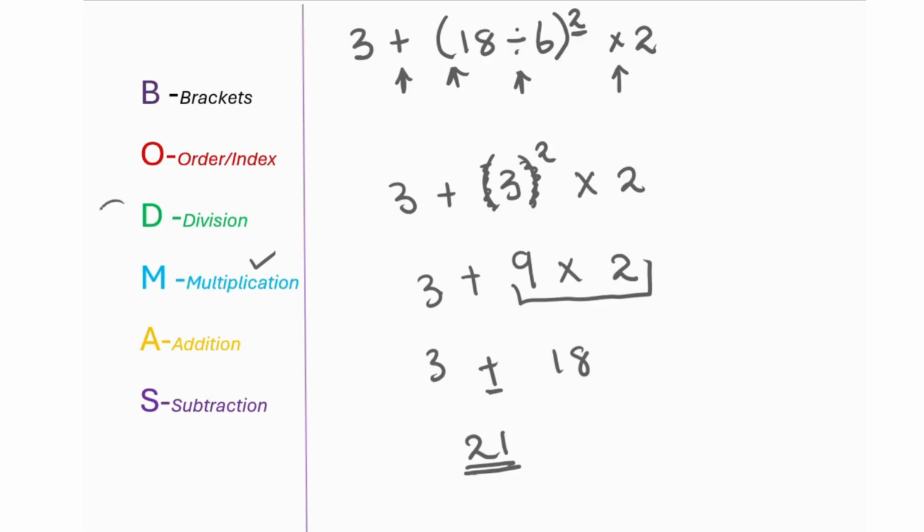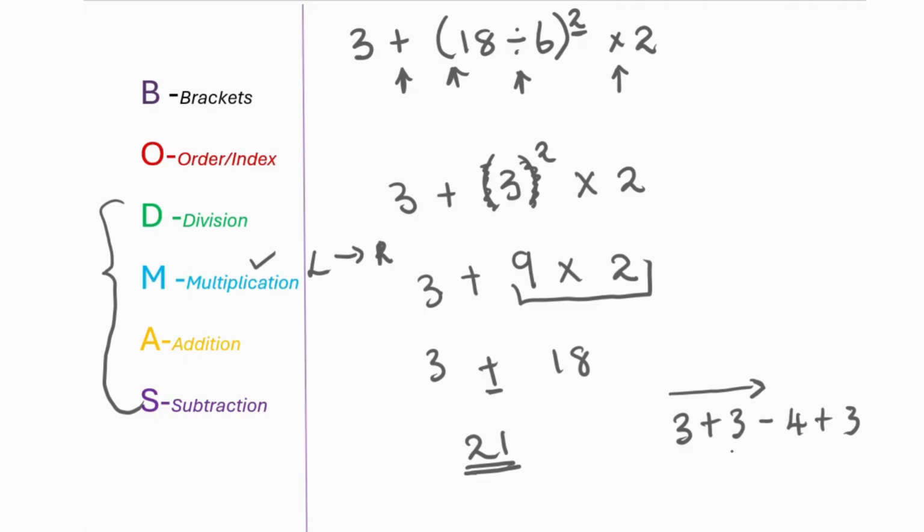Also, another thing that you have to note is that for division, multiplication, addition and subtraction, you are working from the left going to the right. So what this means is that, let's say you have a question like this: 3 plus 3 minus 4 plus 3. It means that you just do your operations going this way, instead of starting off with all the additions and doing it that way. So you just work from your left going to the right.